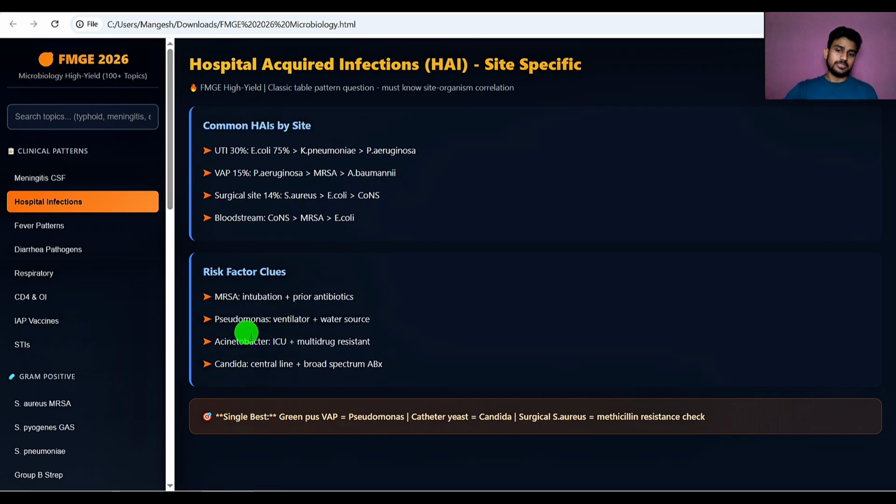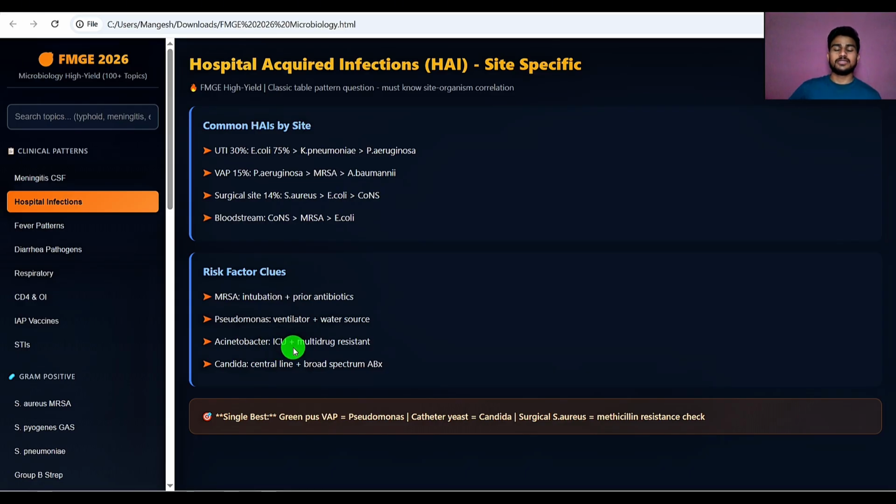aureus. Then there is Pseudomonas. So the risk factor is prolonged ventilation, because if the patient is on a ventilator for a couple of months, then there is a high chance that he might get a Pseudomonas infection, and water source infection as well, like if the water source is polluted. The next is about Acinetobacter.